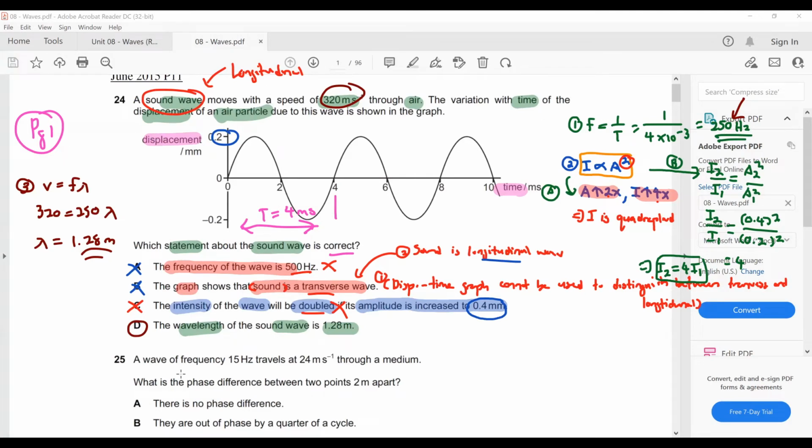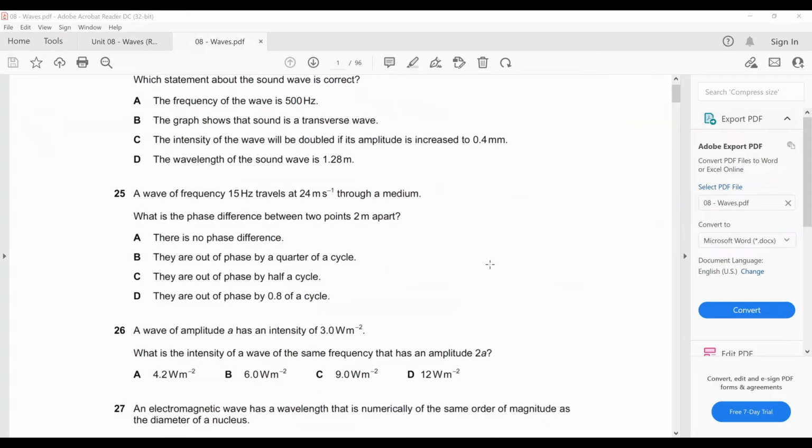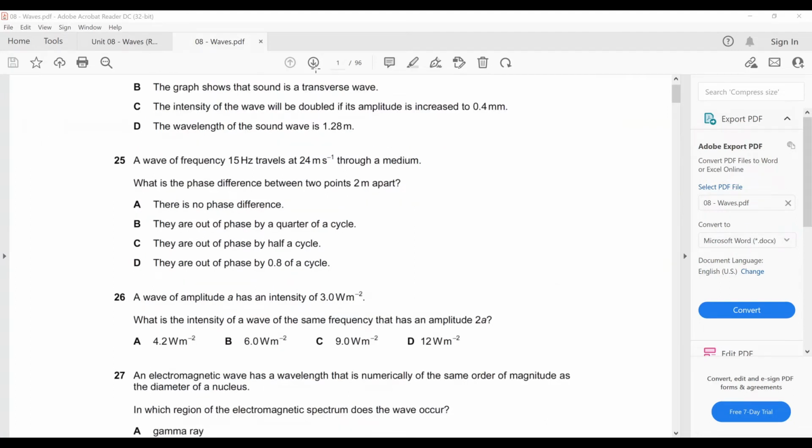Question 25. Now, a wave of frequency 15 Hertz travels at 24 meters per second through a medium. What is the phase difference between 2 points that are 2 meters apart? Okay. Wave frequency 15 Hertz traveling 24 meters per second through a medium. What's the phase difference between 2 points that are 2 meters apart? Okay, so let me just clear off this part.